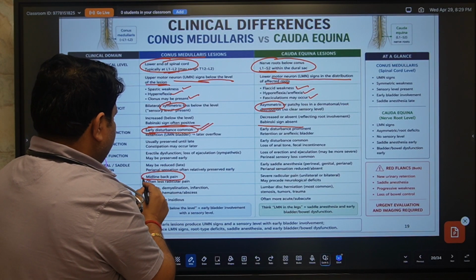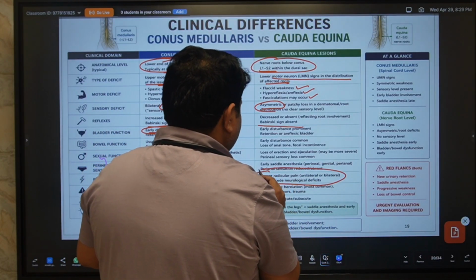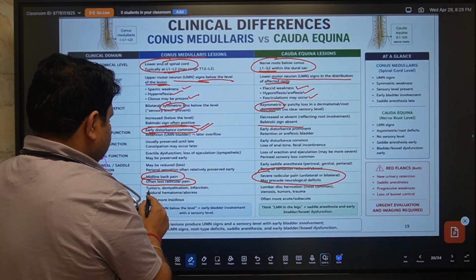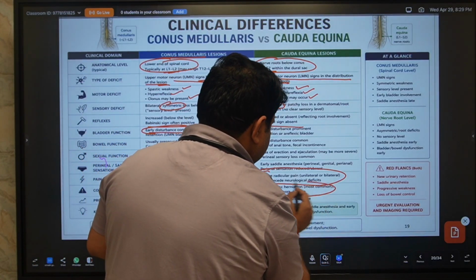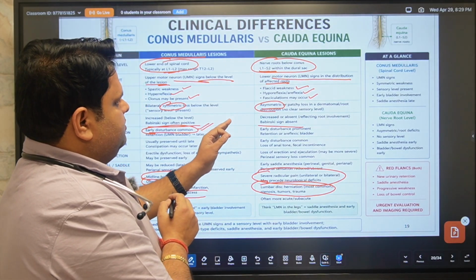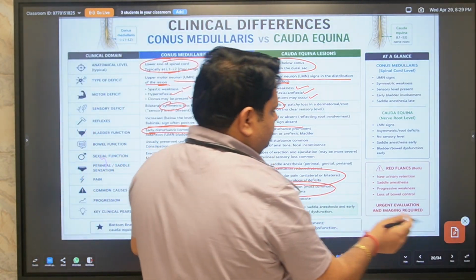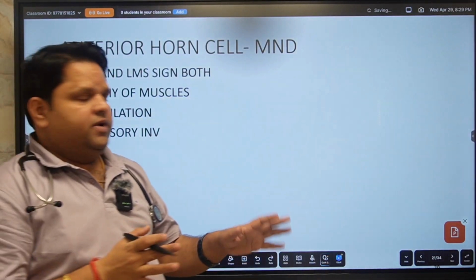Pain is usually funicular type of pain, midline back pain, severe radicular pain in the cauda equina syndrome. Causes are tumor, demyelination, infarction. Basically, lumbar disc herniation is the most common cause of the cauda equina syndrome, because of asymmetric type of lesion. So these are the differentiating features between the cauda equina syndrome and the conus medullaris.